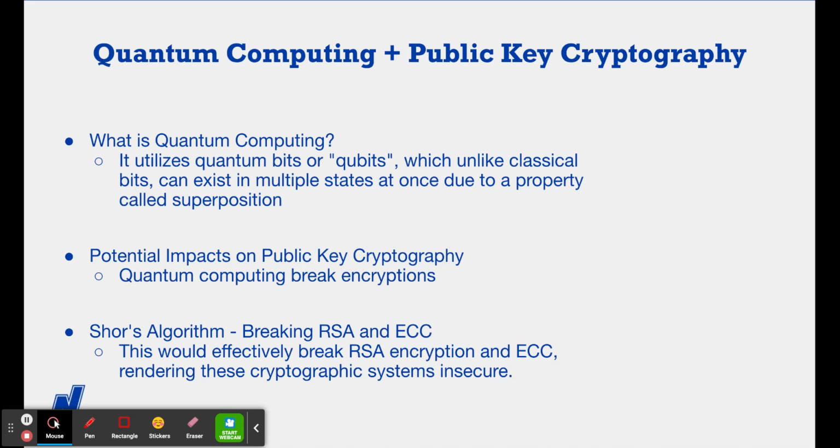What we're going to talk about next is Shor's algorithm. This potential disruption is not just theoretical. A quantum algorithm known as Shor's algorithm, if run on a sufficiently powerful quantum computer, could factor large numbers and solve discrete logarithms exponentially faster than the known algorithms on classical computers. This would effectively break RSA and ECC, rendering these cryptographic systems insecure.